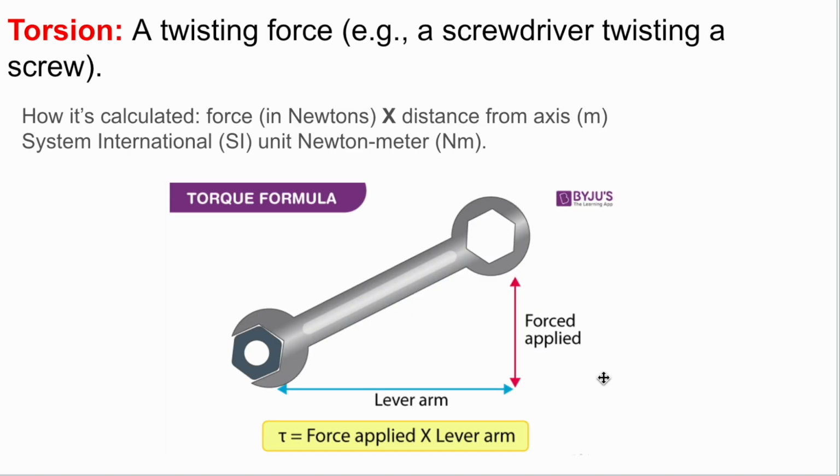Torsion is a twisting force, so you can think of a screwdriver twisting in a screw. It's calculated by multiplying the force in Newtons times the distance from the axis. So the distance from the axis would be the bolt. In this case, this is a nut. So the bolt would be the axis, and the distance from the axis to however far it goes out. So for instance, the length of this wrench. So it's that force times distance, and that is a Newton meter.